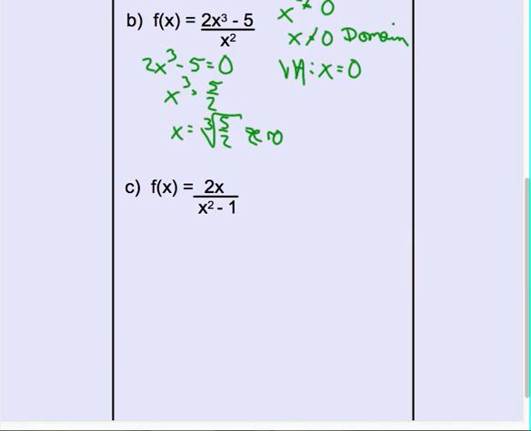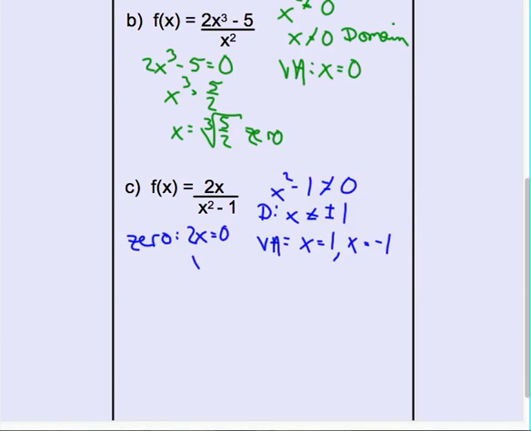And finally, we've got x squared minus 1 cannot equal 0 for our domain restriction. We could factor that. It's a difference of squares. But if we add 1 and take the square root, remembering that when you take the square root, you get plus or minus, our domain restriction means we have two vertical asymptotes, x equals 1 and x equals negative 1. And finally, our 0, where 2x equals 0, so x equals 0 is where our graph would cross the x-axis.